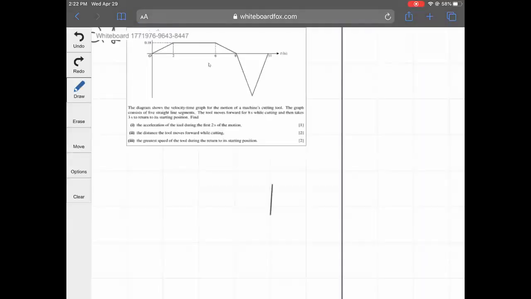Whiteboard Fox keeps doing this. I think they must have a problem with the server. Let's see.